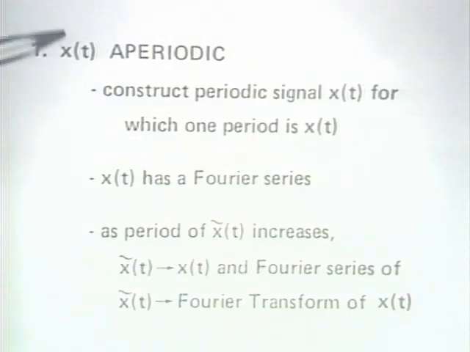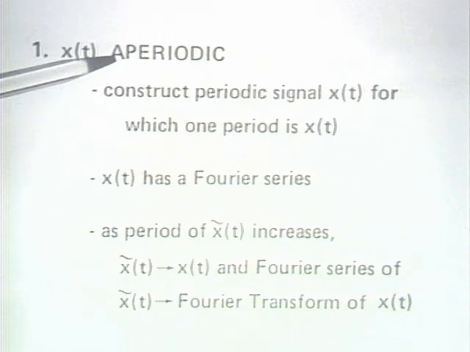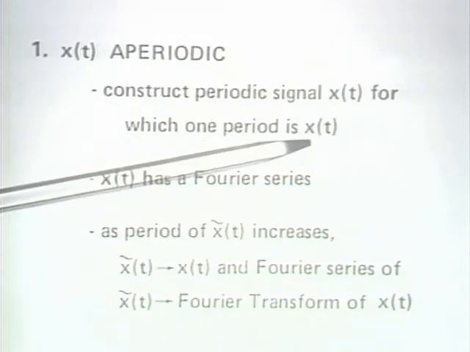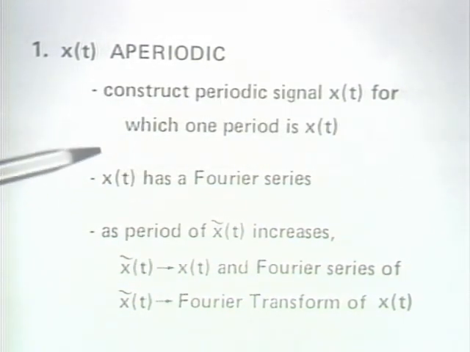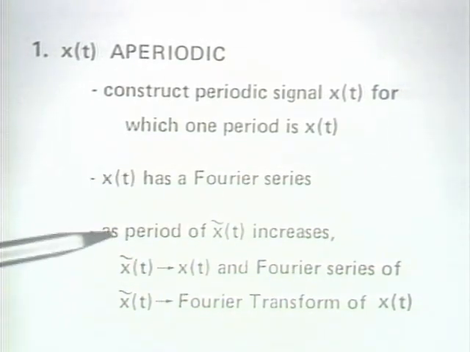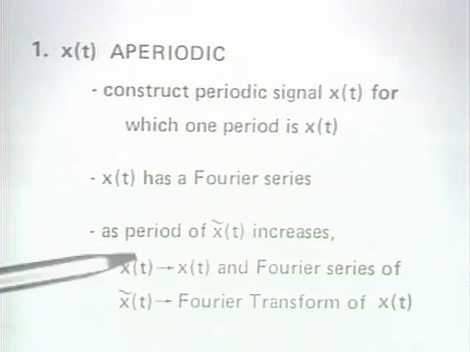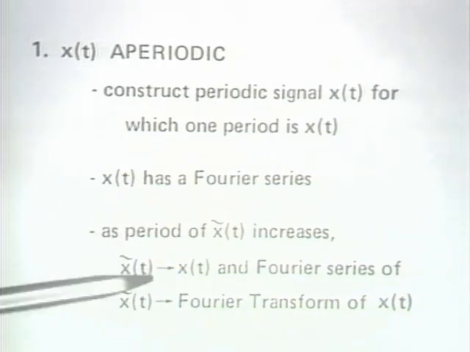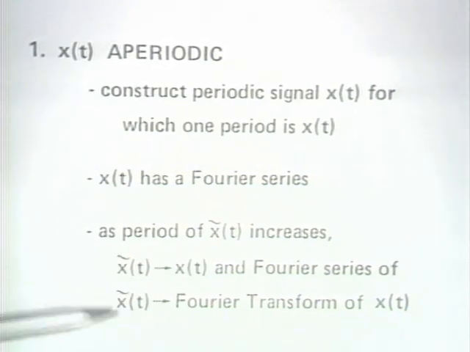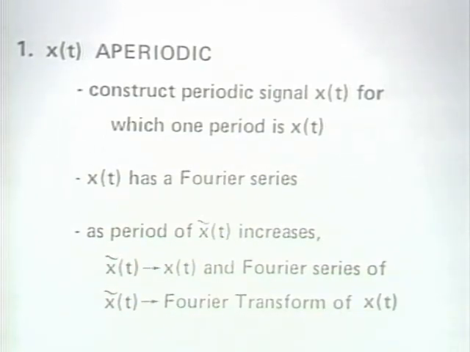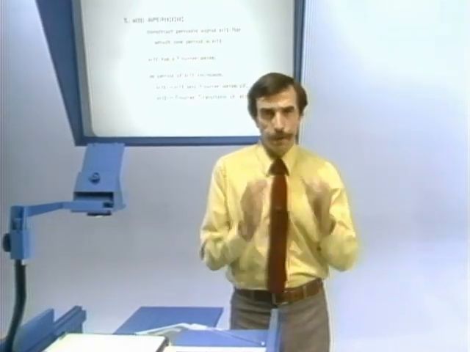So we have an aperiodic signal. We construct a periodic signal x tilde of t, for which one period is the aperiodic signal. X tilde of t, the periodic signal, has a Fourier series, and as its period increases, that approaches the aperiodic signal, and the Fourier series of that approaches the Fourier transform of the original aperiodic signal. So that was the first step that we took.